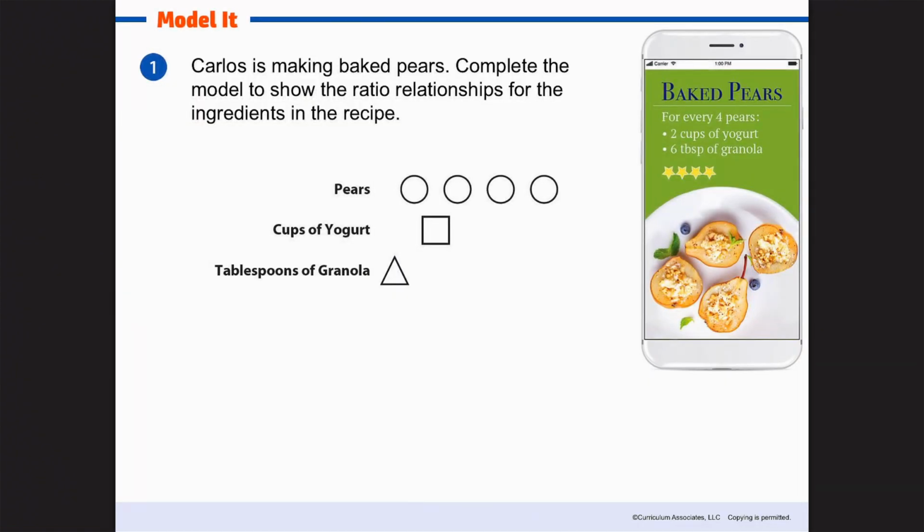Here we're just going to draw our model. It says for every 4 pears, we have 2 cups of yogurt and 6 tablespoons of granola. So we have to complete our model. I'm going to use this information over here, this recipe, to complete my model. It tells me that I need 2 cups of yogurt. I already have 1 cup of yogurt there, so I'm going to draw one more square to complete the drawing. Then for tablespoons of granola, over here it says that I need 6. So 2, 3, 4, 5, 6. So now we have modeled the scenario.